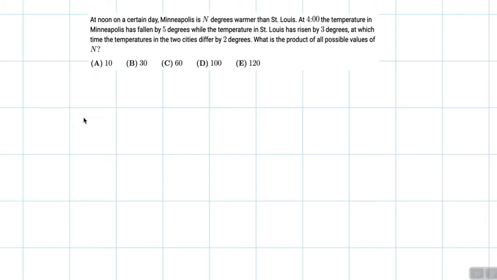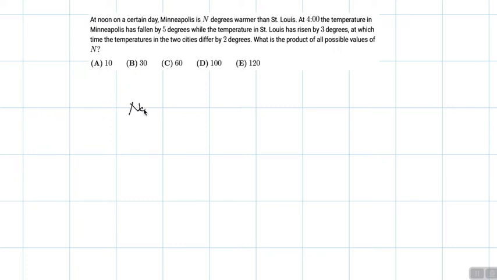At noon a certain day, Minneapolis is n degrees warmer than St. Louis. At 4, the temperature in Minneapolis has fallen by 5 degrees, while the temperature in St. Louis has risen by 3 degrees. At which time the temperature in the two cities differ by 2 degrees. What is the product of all possible values of n?